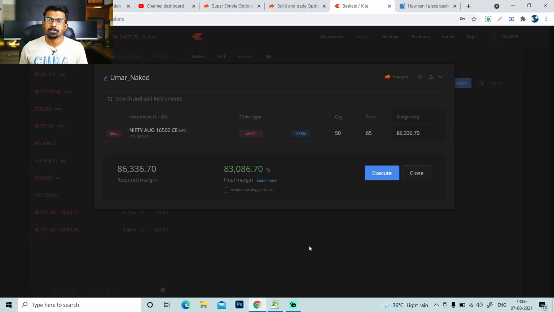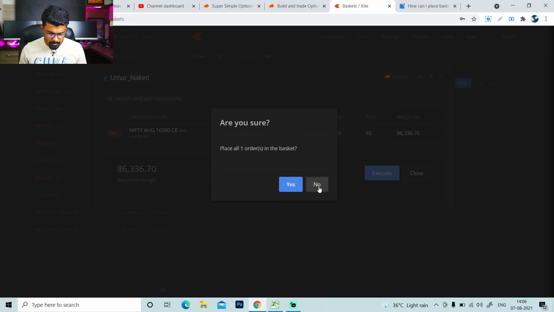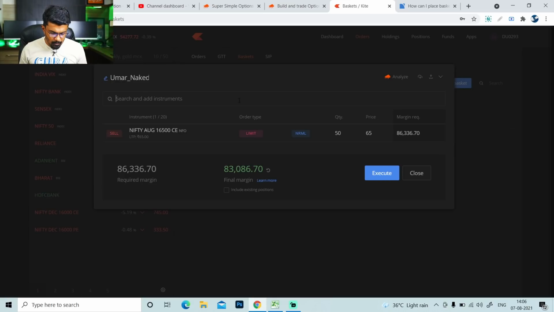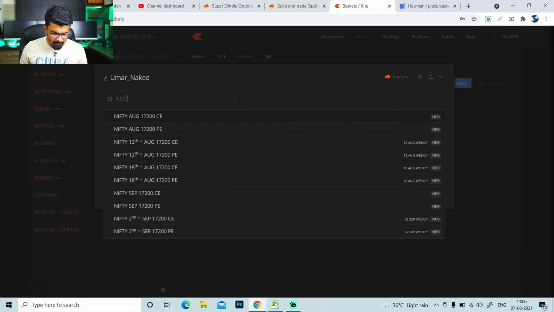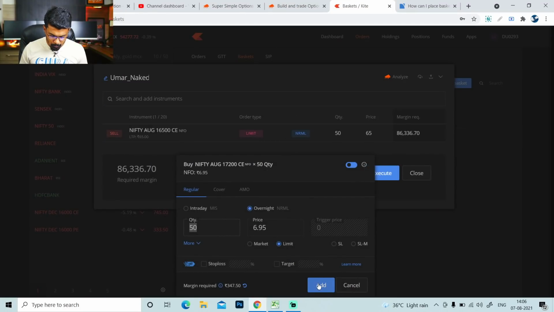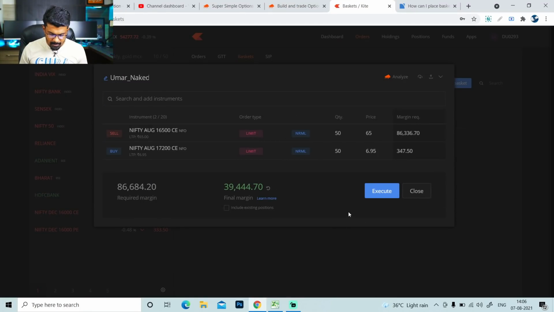Now I want to reduce the margin money. So what I will do, with the market at 16,200, I am going to go to the 17,200 call option. I am not going to sell, I am going to buy it for around 7 rupees. So the margin requirement has come down from 90,000 to almost 40,000 rupees. So we are able to reduce the margin by 50%.